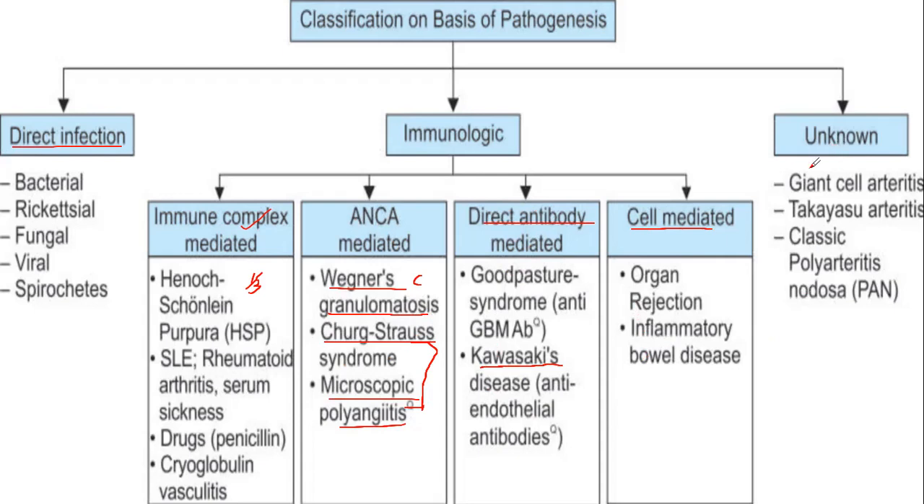Now, although previously they were unknown, evidence suggests that giant cell arteritis is T-cell mediated. Takayasu is autoimmune. A third of cases of polyarteritis nodosa are immune complex mediated, with HBV, hepatitis B virus, being implicated. In the other two thirds, the etiology remains unknown.